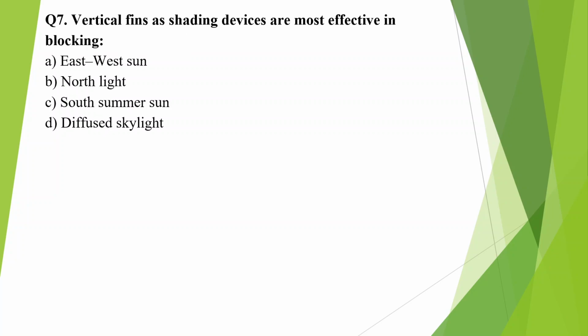So here is the next question, question number 7, which is asking you about vertical fins as a shading device, most effective in blocking which kind of light, or in which places they are preferred. I am talking about the most effective blocking that can be done with the help of vertical fins. That was told to you in a very clear statement. I hope many of you can remember that and answer it correctly. Question number 7.